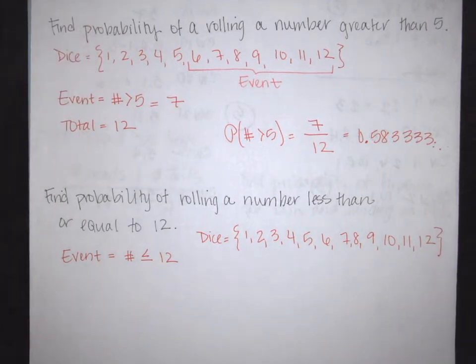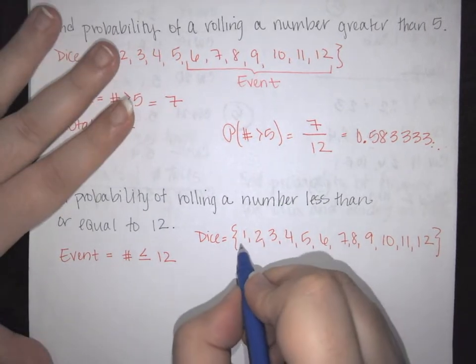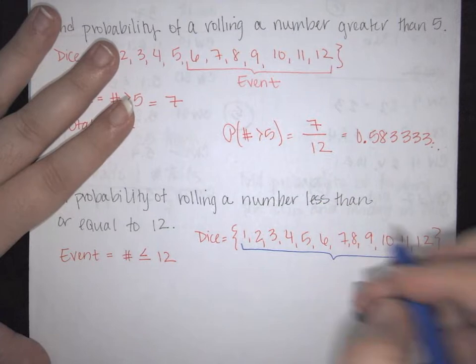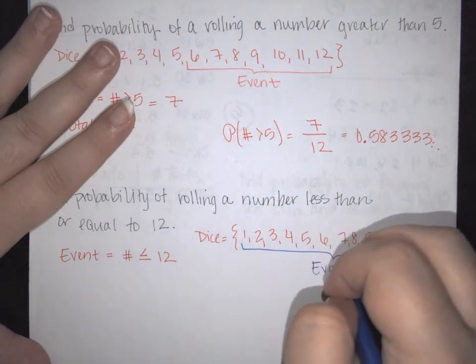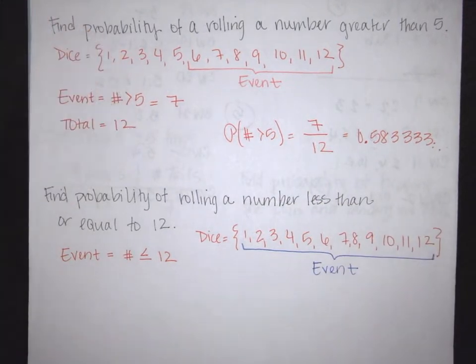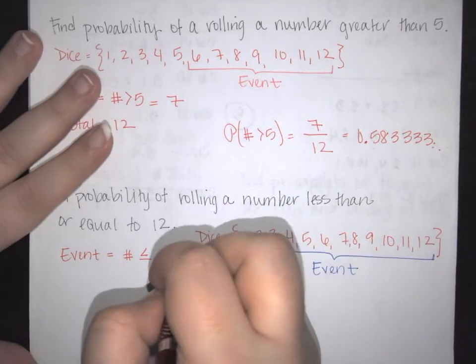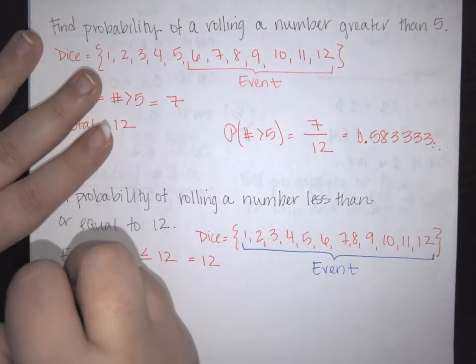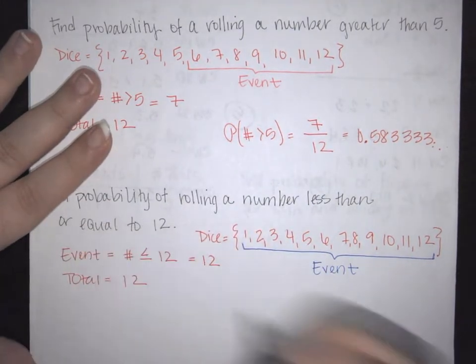Again, when we're looking at the numbers that fall into my event, all of these values here are less than or equal to 12, so this would actually be the event that I'm looking for. And so because of that, the event that I have a number less than or equal to 12 is going to be the 12 dice. My total here is 12.